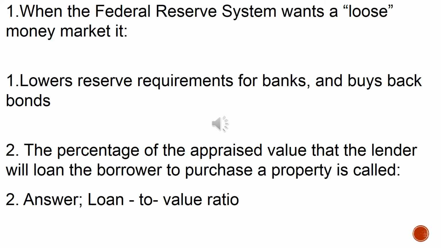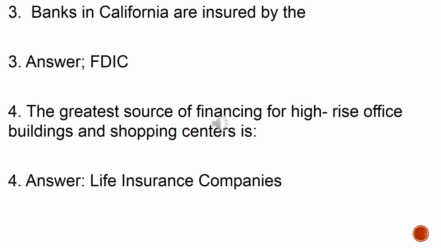Question number 2. The percentage of the appraised value that the lender will loan the borrower to purchase a property is called, answer, loan-to-value ratio. Question number 3. Banks in California are insured by, answer, the FDIC. Question number 4. The greatest source of financing for high-rise office buildings and shopping centers is, answer, life insurance companies.